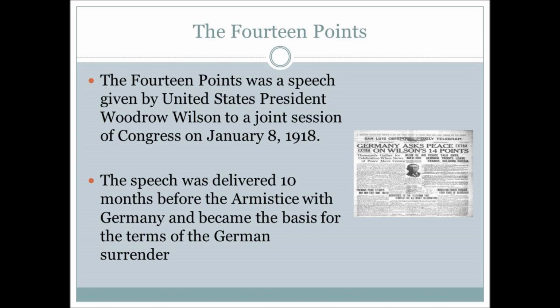The 14 points was a speech given by United States President Woodrow Wilson to a joint session of Congress on January 8th, 1918. The speech was delivered 10 months before the armistice with Germany and became the basis for the terms of German surrender. So these 14 ideas that President Wilson had are going to become the basis for German surrender: what needs to be done for this surrender to take place, and what the expectations are for after the war.